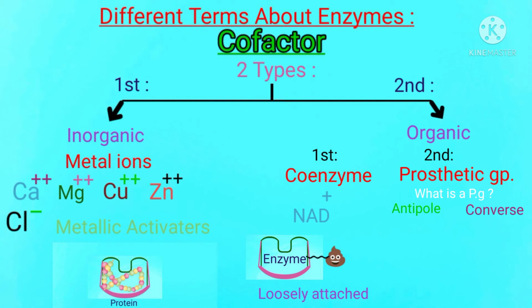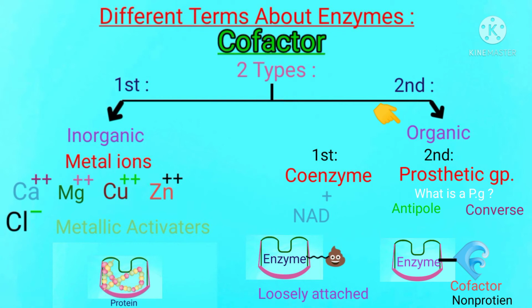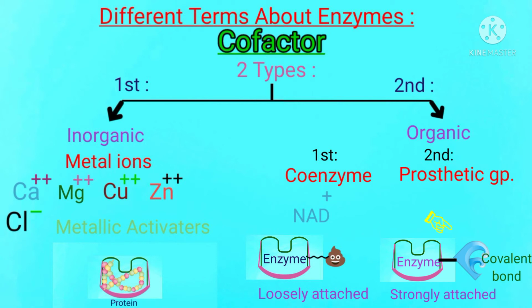Let's again consider this is our enzyme. This partner will also be attached to the enzyme, which is a cofactor, a non-protein part of an enzyme, which also belongs to the organic category of cofactors. But the bond between the enzyme and the cofactor is a strong bond, which is a covalent bond. So if a cofactor is strongly attached to its enzyme, then it belongs to the prosthetic group of cofactors.